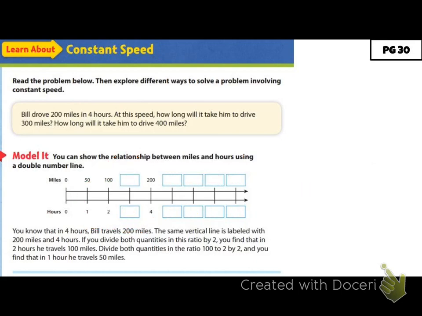So now as we continue, you know that in 4 hours, Bill travels 200 miles. The same vertical line is labeled with 200 miles in 4 hours. If you divide both quantities in this ratio by 2, you find that in 2 hours, he travels 100 miles. Divide both quantities in the ratio 100 to 2 by 2, and you find that in 1 hour, he travels 50 miles.